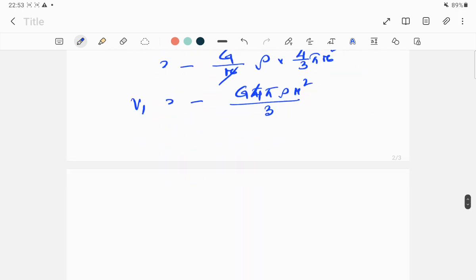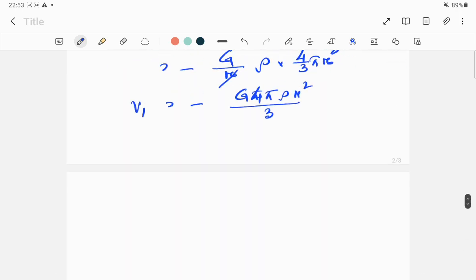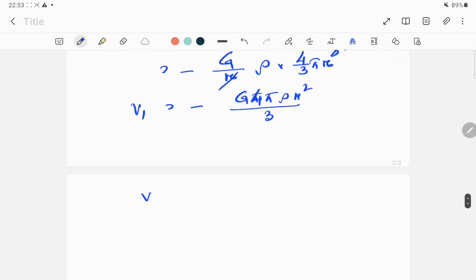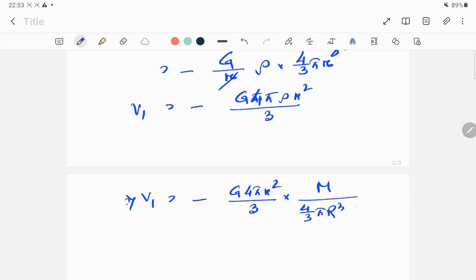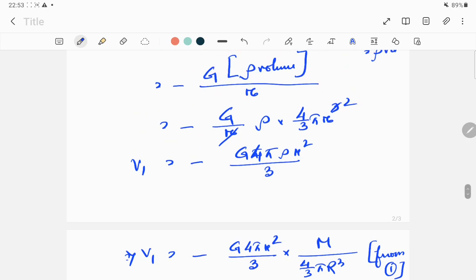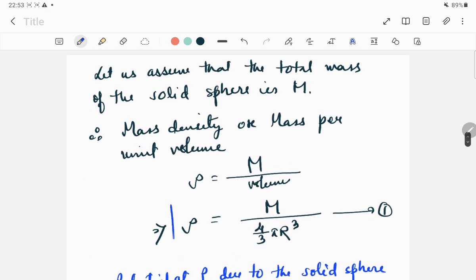So what I will be doing, I will directly use the value of V1. Therefore, it implies V1 equals G 4 pi r square by 3, if we know the value of rho, which is nothing but m by 4 by 3 pi R cube. This is from equation 1. If you remember, we have already done this, rho equal to this.